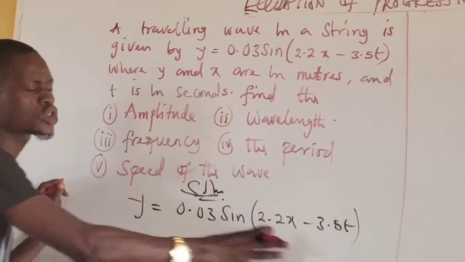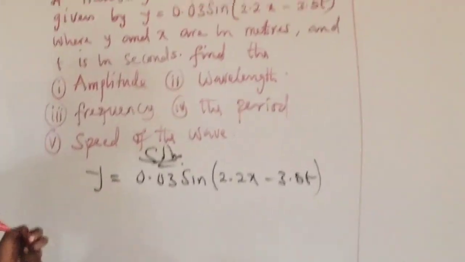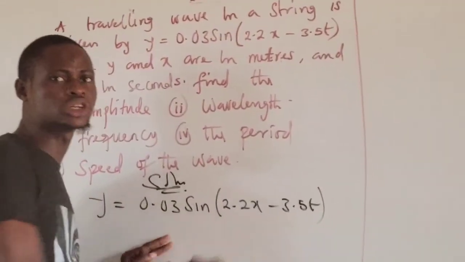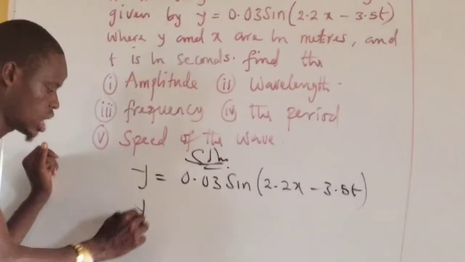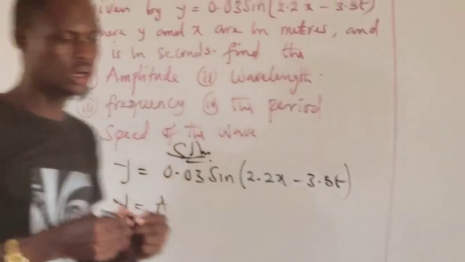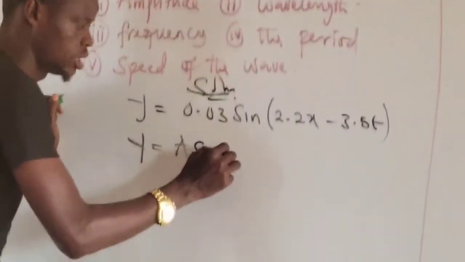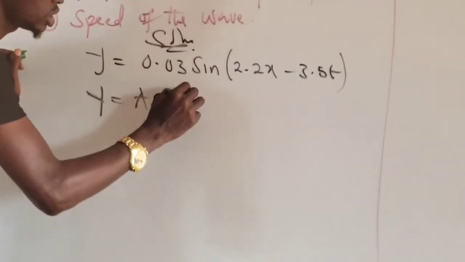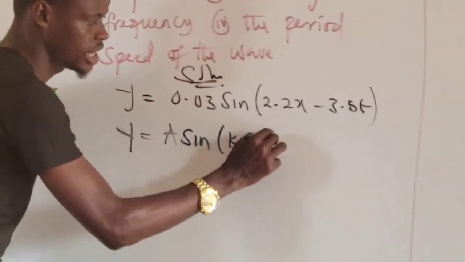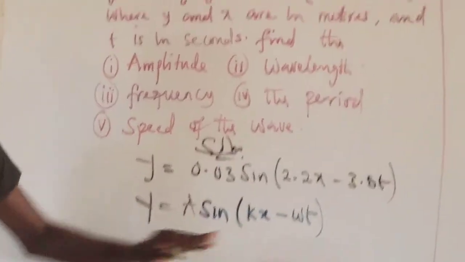Now from here I can easily fish out my equation. If you want to solve using this equation, you are going to write the equation of the wave that is related to the one given to us. And the equation is y equals a sine (kx minus wt). This is the major equation, the general equation of the progressive wave.